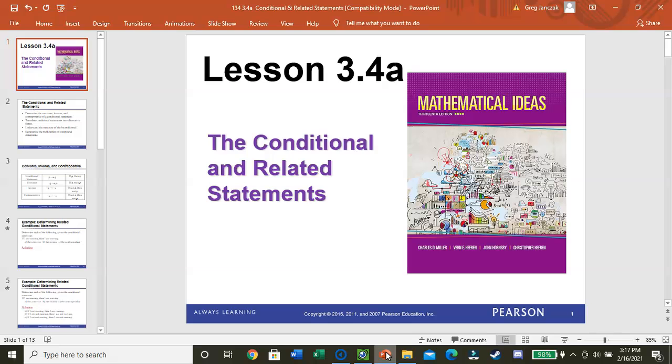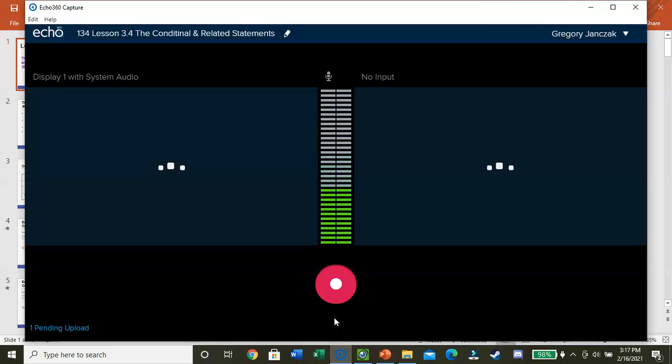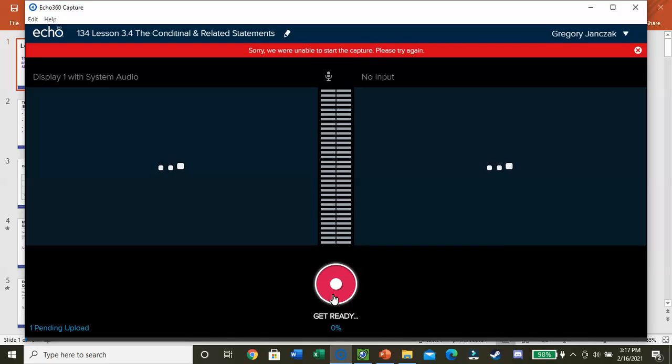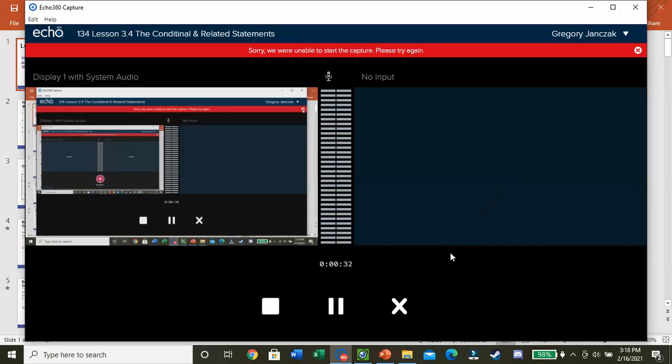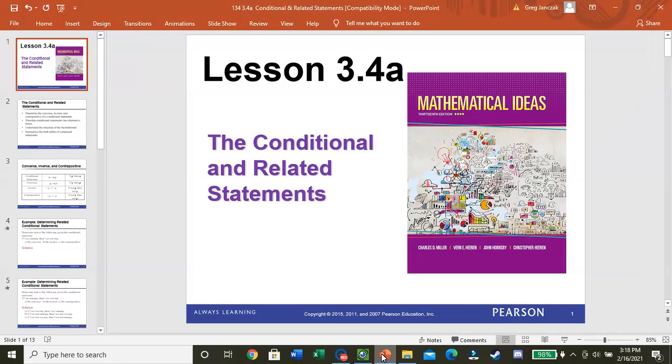Okay, this is lesson 3.4, conditional statements. Okay, we are on lesson 3.4, the conditional and related statements.